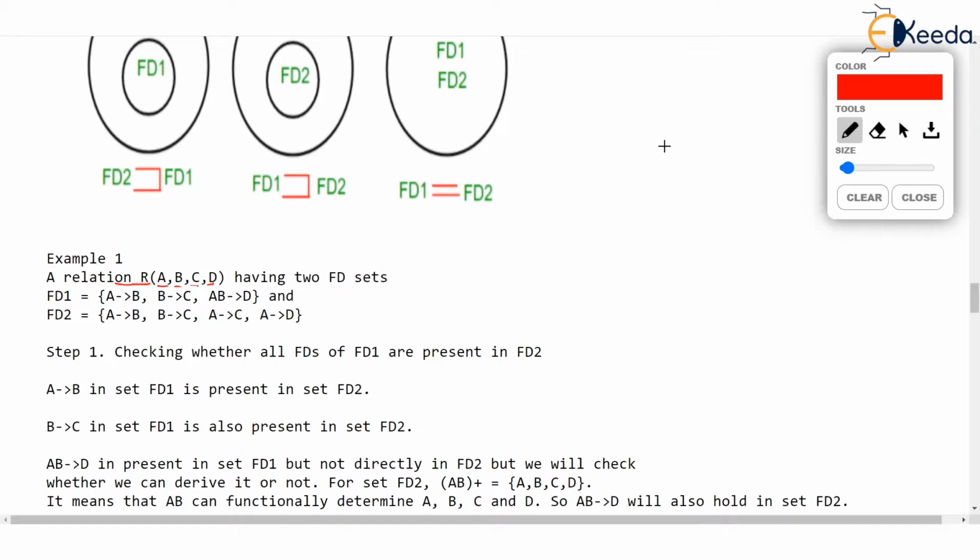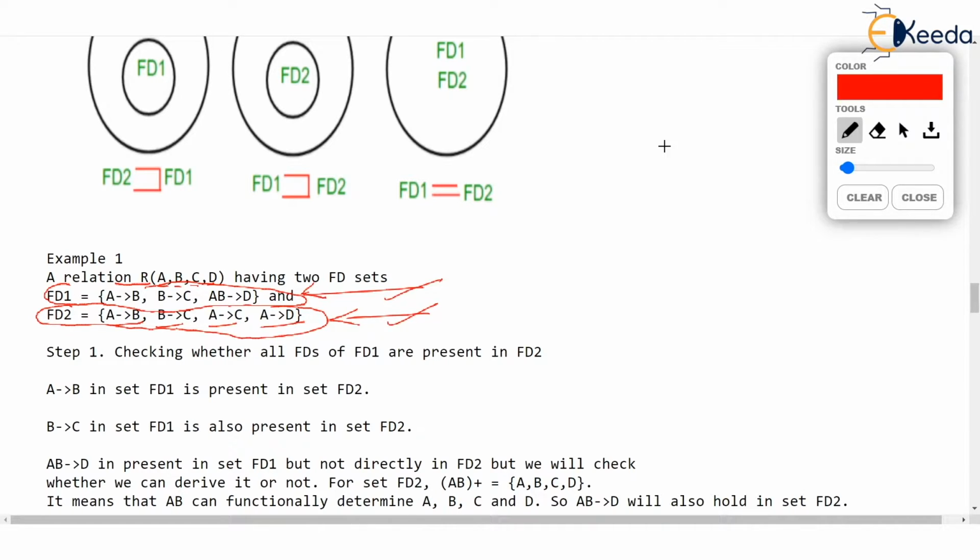And the other person has defined an FD set on the same table like this: A determines B, B determines C, A determines C, and A determines D. We call them FD sets because these are sets of functional dependencies on the table R. On looking at these two FD sets, we see that they are different because all the FDs are not matching, although a few FDs are matching, agreed.